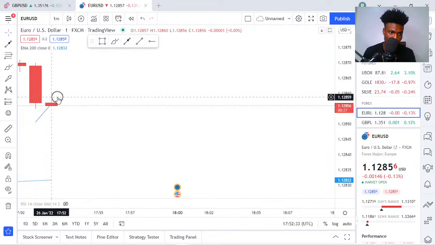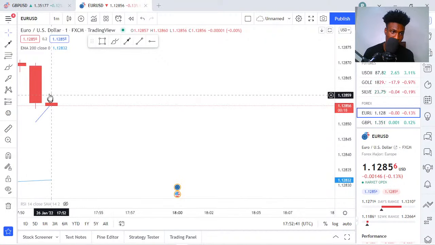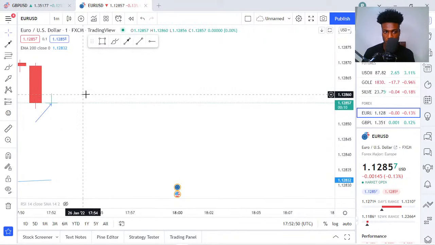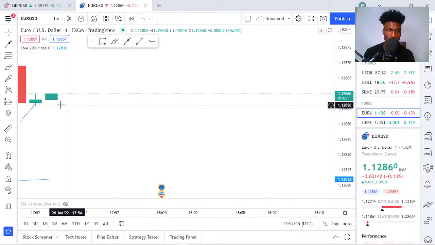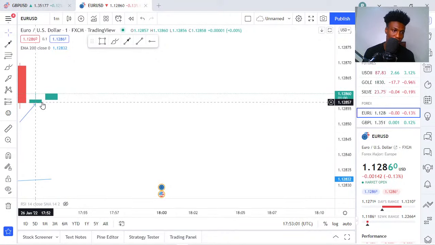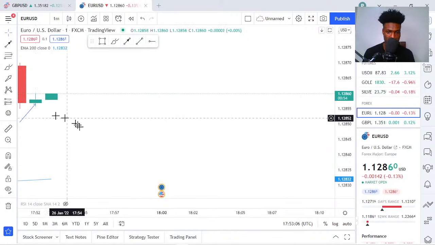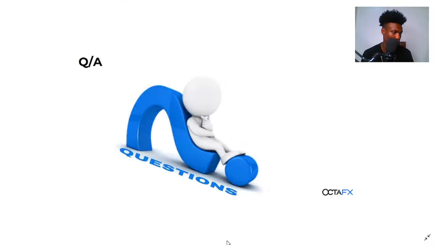This wick tells you that at some point between the opening and closing time of this candlestick, the buyers were in charge and created this new high of the candlestick. But the sellers took them down. The candlestick closed bullish because it closed above the opening price. That's exactly how to use the wick and how to read a candlestick.